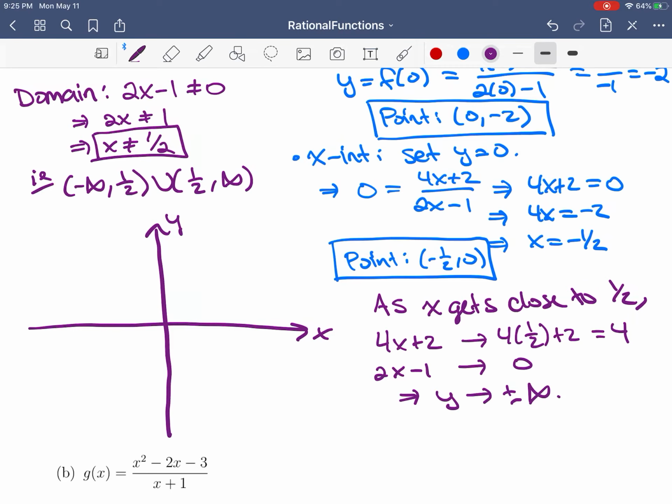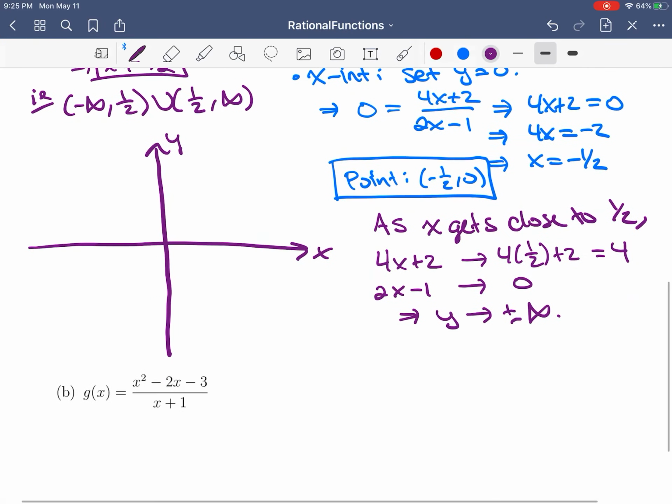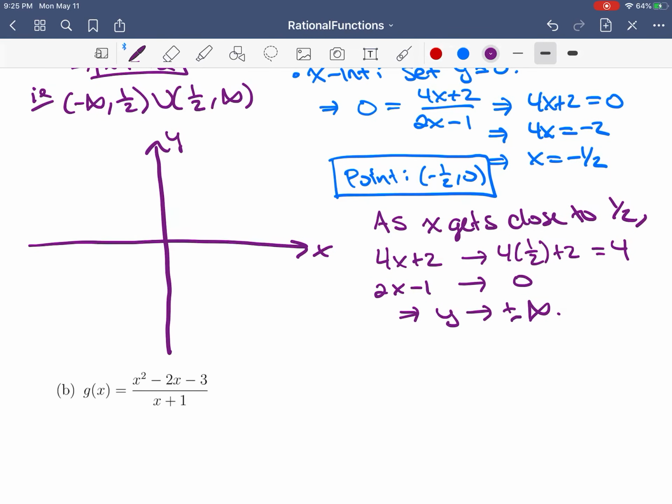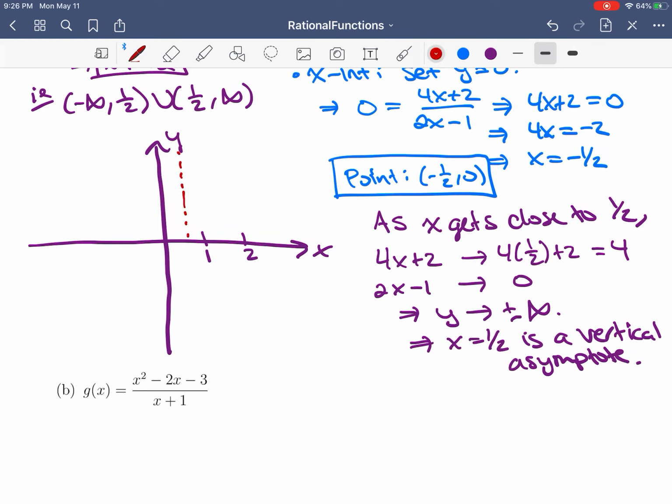If you do in your calculator 4 divided by a number that's really, really close to 0, so let's say 0.00001, you're going to get a really big number. So the y values are getting really big. What that tells us is that x equals 1/2 is a vertical asymptote. Here's 1, 2. So at 1/2, we're going to have a vertical asymptote.